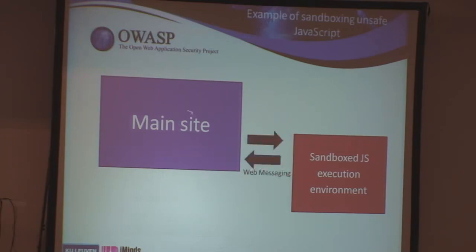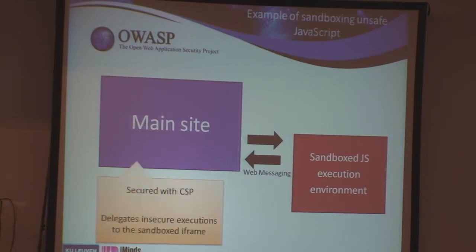And what you will do is, from the main site, delegate all the unsafe executions to the sandboxed environment, and whenever they produce any result, you will get it back via web messaging, or postMessage, to the main site. So the idea is that you delegate all the untrusted things to something that is much more contained with respect to your own web origin, and it can do whatever execution you want, and what you get back is sanitized. In order to do that, you're securing your main site with CSP, and then you're delegating all the rest to the sandboxed environment.